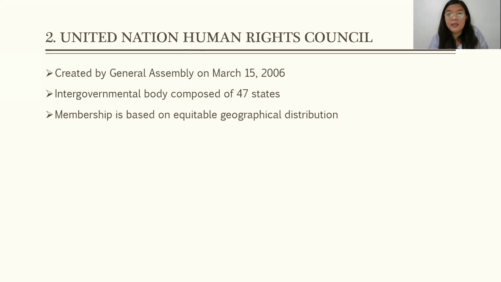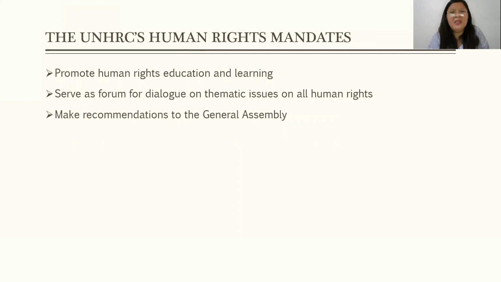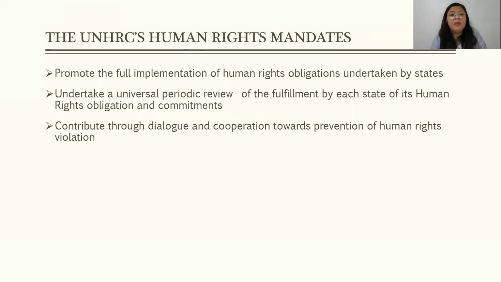So next is the United Nations Human Rights Council. It was created by the General Assembly on March 15, 2006. It is an intergovernmental body composed of 47 states. And what are its mandates? Of course, the UNHRC is helping in the promotion of human rights education and learning across the world. They serve as the forum for dialogue on thematic issues on all human rights.